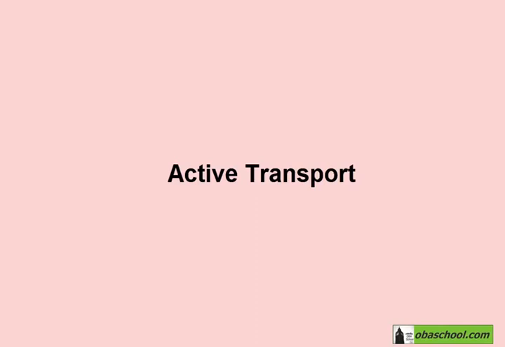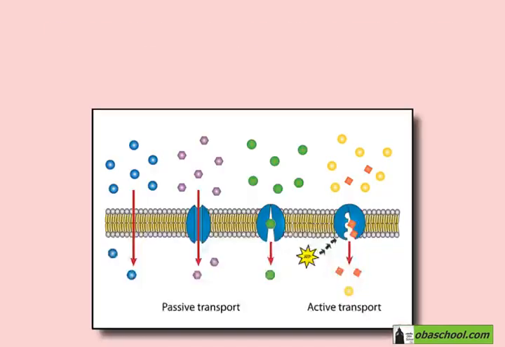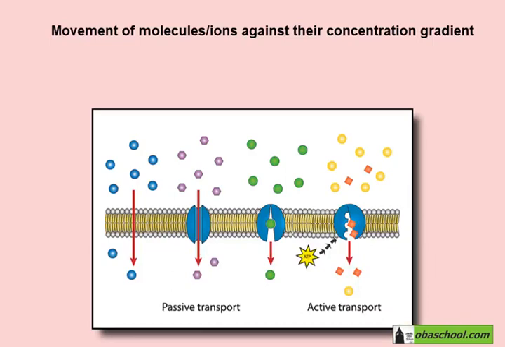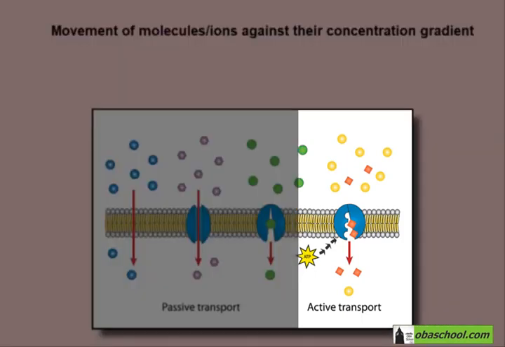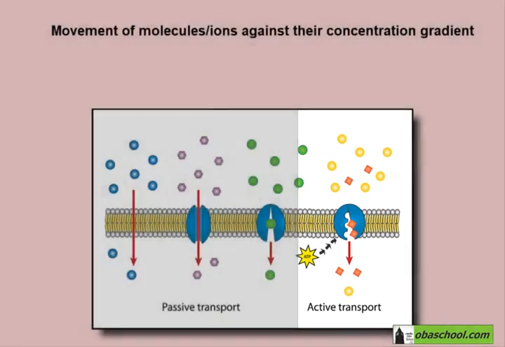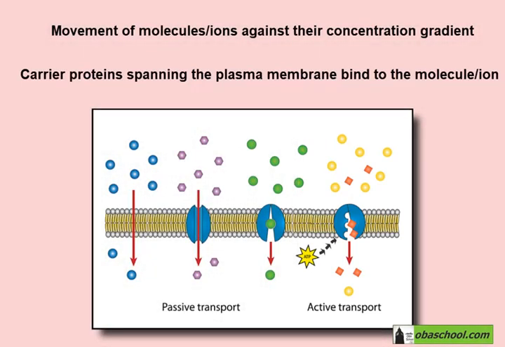To review active transport, we know that it is the movement of molecules or ions against their concentration gradient into or out of the cell. This process needs energy from ATP. During this process, we have carrier proteins spanning the plasma membrane that bind to the molecule or the ion that we wish to transport, against its concentration gradient, of course.